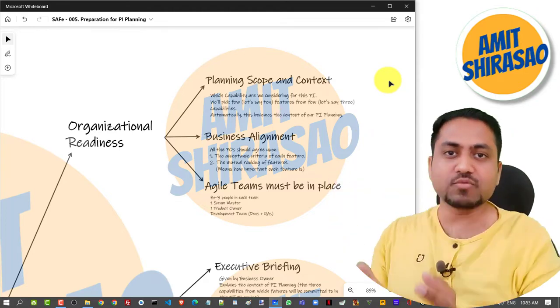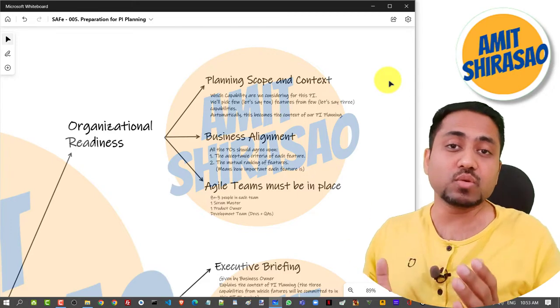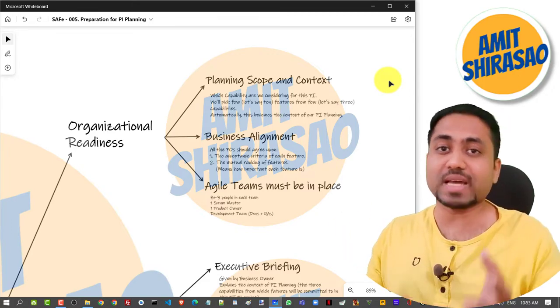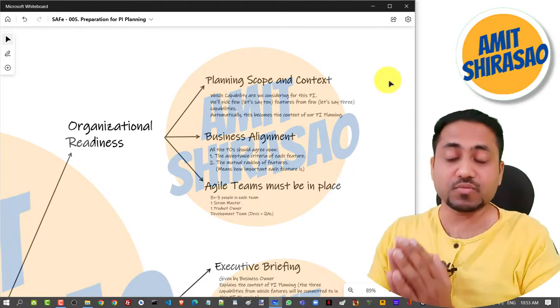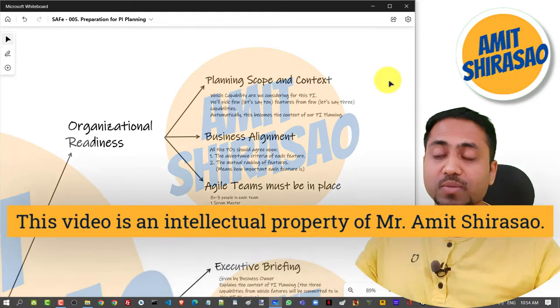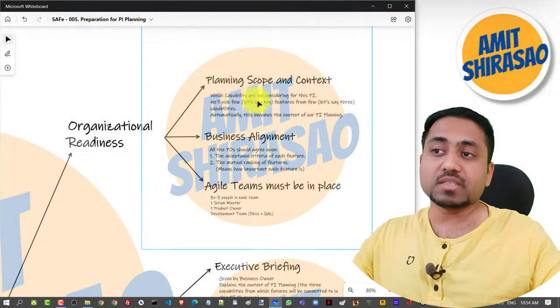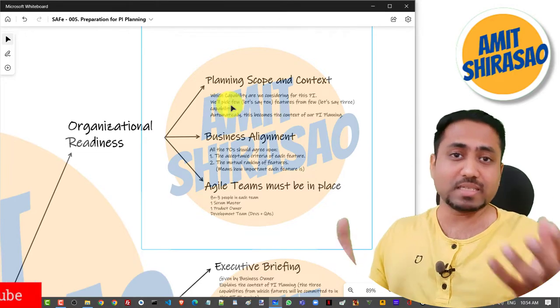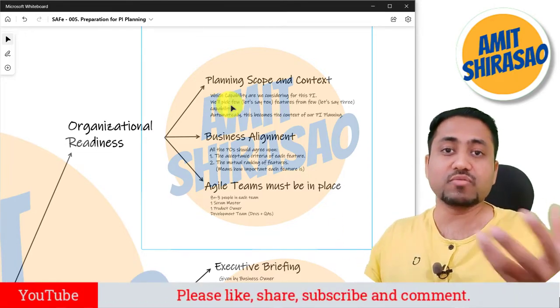And then those 10 features, we will be committing to completing as an ART, as an agile release train. And that is what PI planning is. That is why first of all your scope and context should be clear. So what is the scope and context? Which capabilities are we considering in the PI? We'll pick a few, say 10 features from those few capabilities.